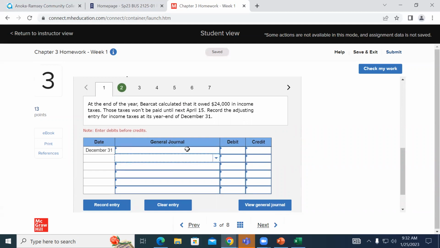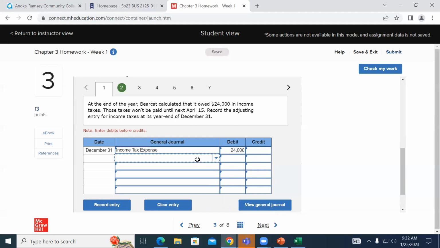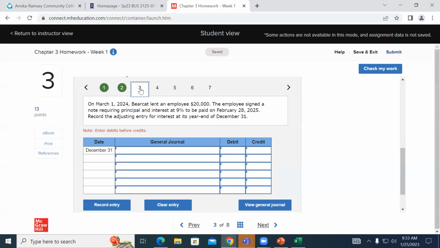for 24,000? And wouldn't we do income tax payable for 24,000? That income tax is a result of the revenues they earned in this period. Therefore, that expense is going to offset those revenues, right? Next.